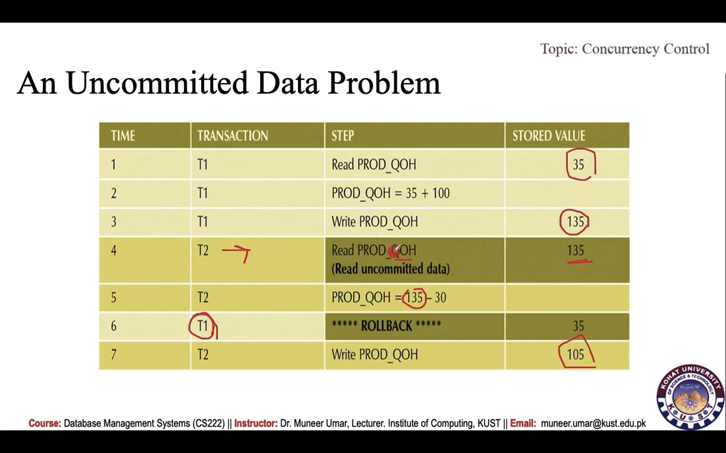Now if we look into this scenario, by rule T1 made it 135, but later it cancelled it. So the value should be 35, but during this process, due to the concurrency, T2 got this 135 and processed it, even though this was reverted, rolled back to its previous value. So here we got a wrong value from T2. If you calculate this again, you will get something else, because the value of quantity on hand according to T1 would be 35 and according to T2 it would be 105.